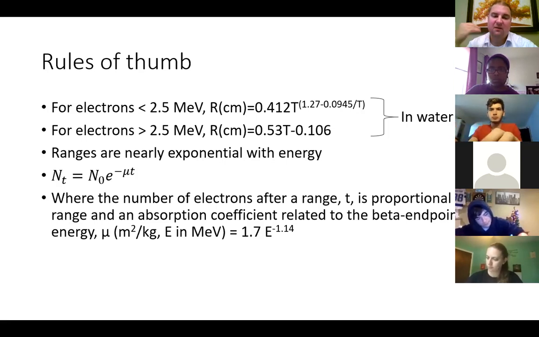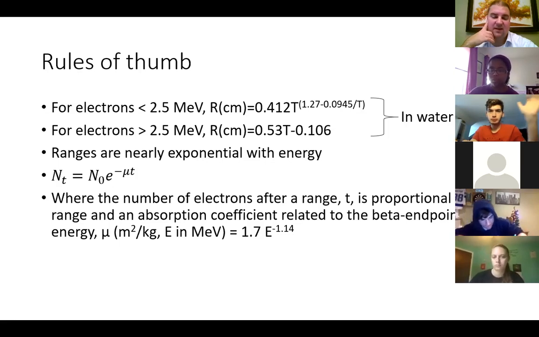We can model the number of electrons remaining. This is the N sub T. This T is not time now, but thickness, physical thickness. We can model the number of electrons remaining using this kind of exponential decay equation. The mu is a term that depends on the energy of the electrons in MeV. That's 1.7 times the energy raised to the negative 1.14 power. And the T would be the physical thickness, or areal thickness rather, in kilograms per square meter.